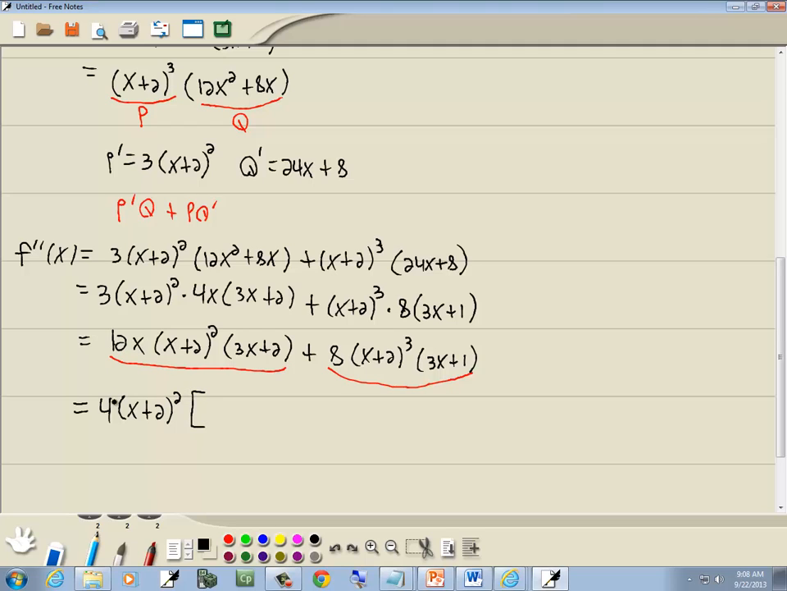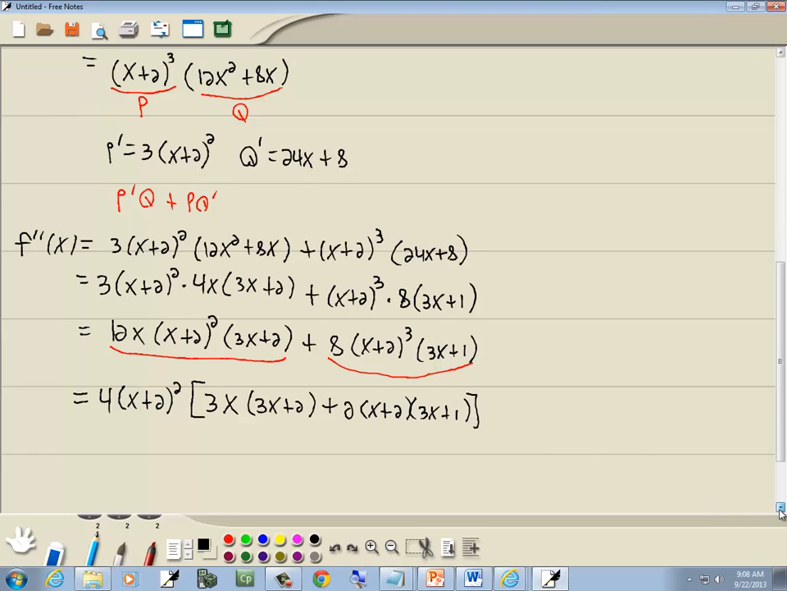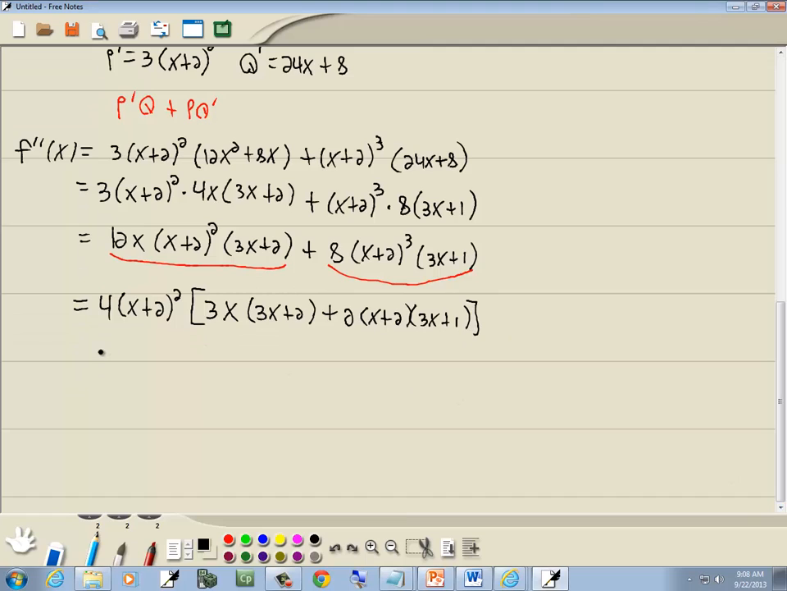Our first group, 12 divided by 4 is 3. That x remains. We took both of these x plus 2 squareds out, so those are all gone. And we're left with 3x plus 2. Plus 8 divided by 4 is 2. We had 3 x plus 2's here, and we took 2 of them away, so that leaves us a single x plus 2. And 3x plus 1 carries down. Well, nothing else factors out of that.